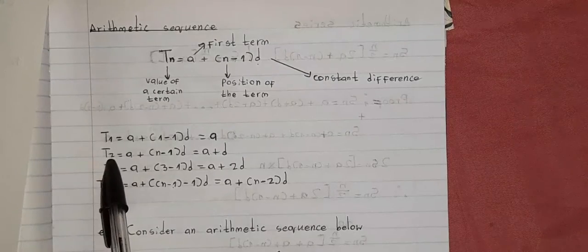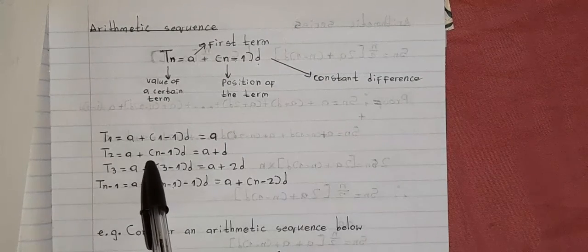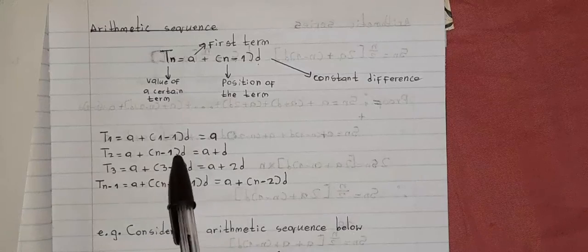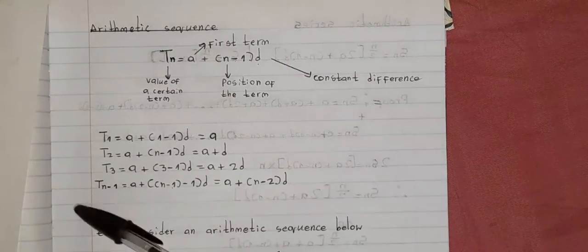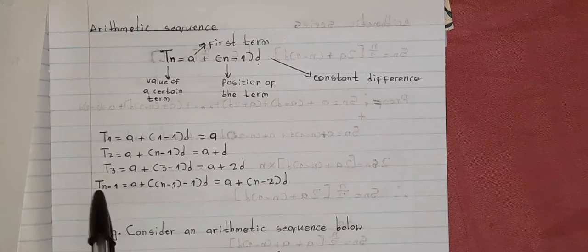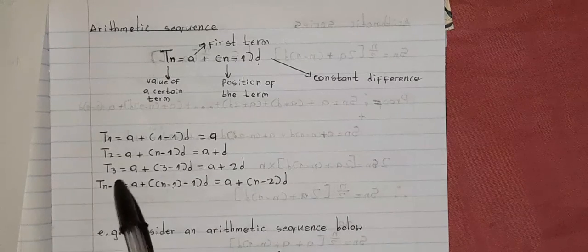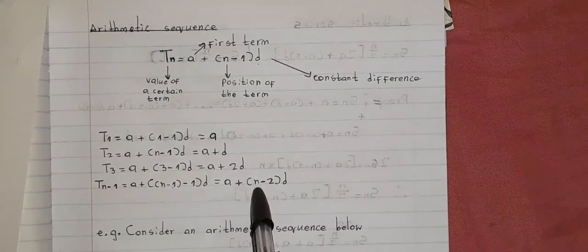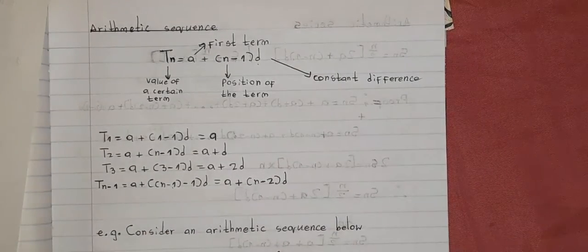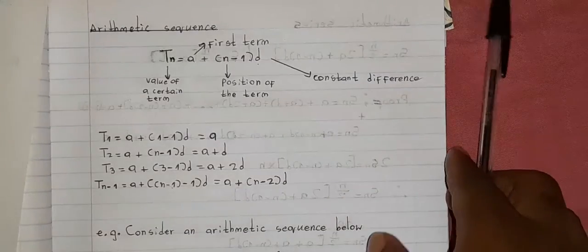On T2, I put 2 where I see n, and it gives me A plus D. This pattern continues over and over again. This here is Tn minus 1. Where I see n, I put n minus 1, and I get A plus n minus 2 D. And let's continue.